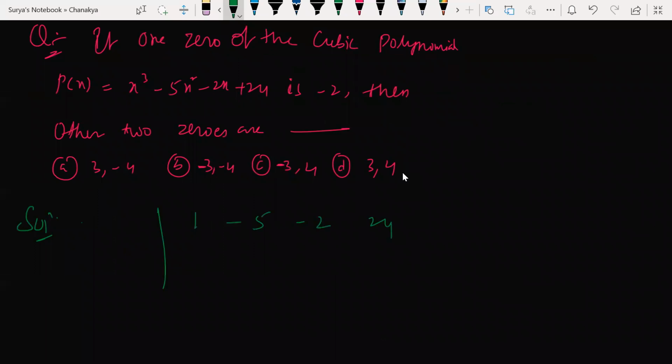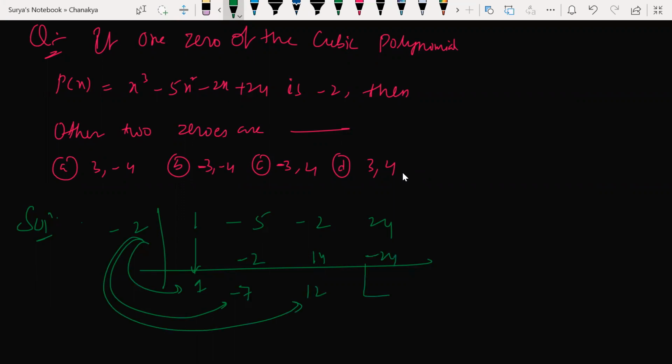Look at it. If you go with the synthetic method, minus 2 is one root. So what we do here, we write this number as it is here. 1 into minus 2 is what, beta? Minus 2. And we add that to minus 7, so minus 9... then minus 2 into minus 7, which is plus 14. Why? Because minus 2 into minus 7 is 14, right? So here 12. So this into this, how much, beta? Minus 24, which gives 0.